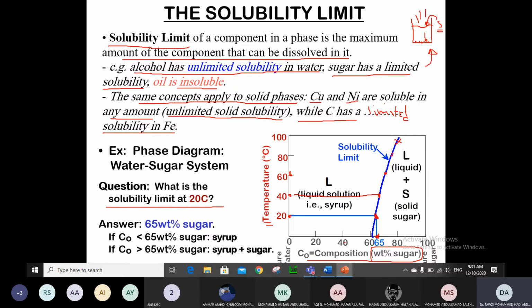As you can see from the phase diagram, as I already mentioned, before the solubility limit it is all liquid, and that's why you write liquid here. After the solubility limit, you will know that precipitation is going to happen. So there is a solid phase and there is a liquid phase that you have there.